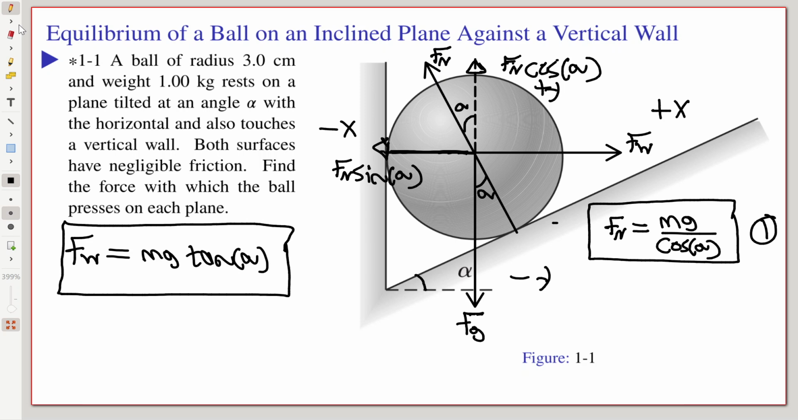So we have found the wall force and the incline force, which the ball and the surfaces exert on each other. It does not matter which, because they are equal in magnitude according to Newton's third law, but different in direction. We have determined both expressions. So this is it for this problem.